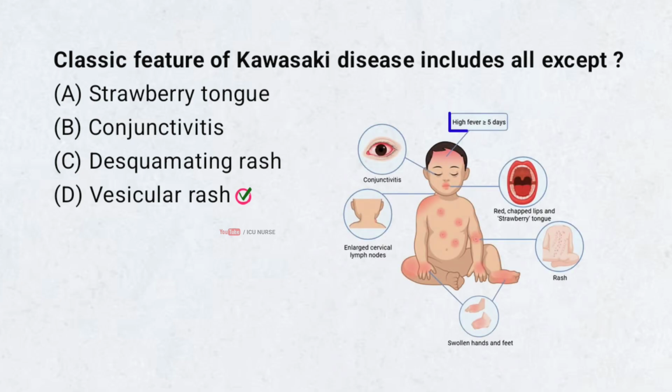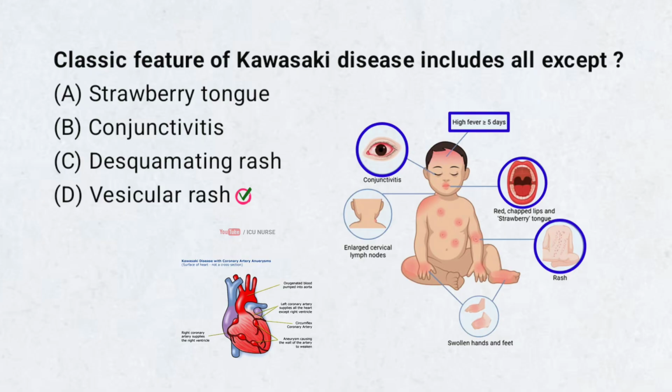Kawasaki disease presents with fever, rash, conjunctivitis and red tongue. Vesicles are not a feature. Risk of coronary artery aneurysm is serious.